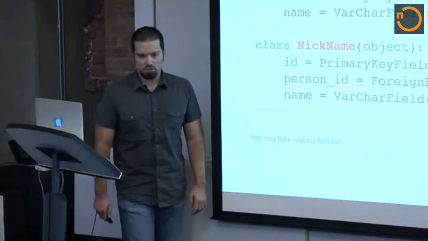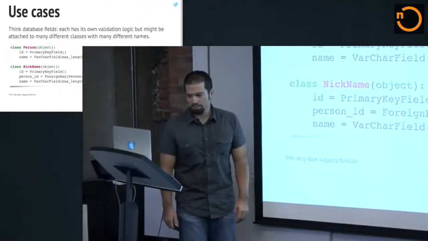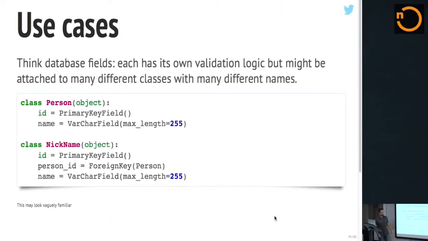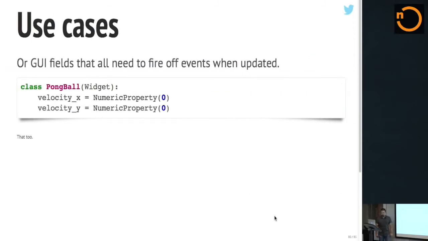Think database fields, and this looks like familiar code, right? You have varchar fields, and there's some stuff that goes into having a varchar field. You might always want to make sure that the data coming in isn't longer than the maximum length. Varchar fields have different names on lots of different classes. So it's familiar code for any database ORM layer, and there are some descriptors in Django.